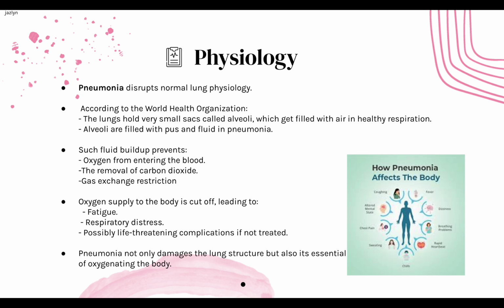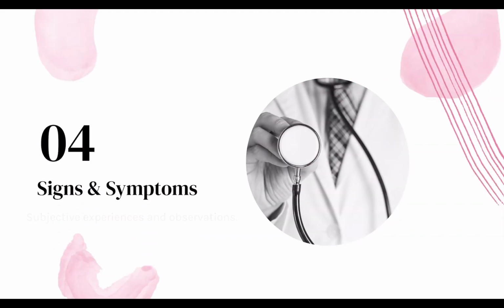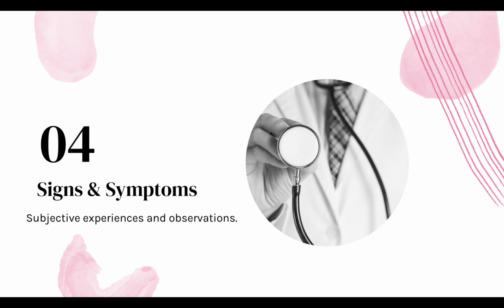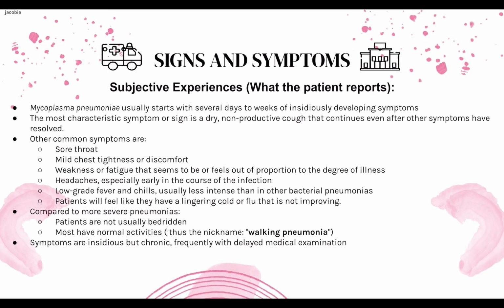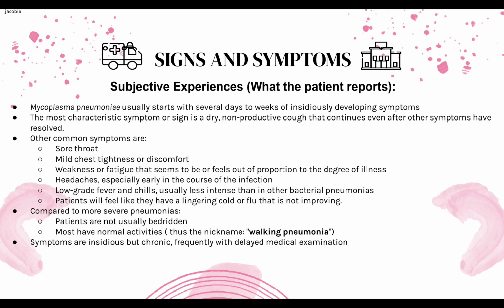With a better understanding of how pneumonia affects the body on a physiological level, we can now examine the signs and symptoms that are typically present in infected individuals. Pneumonia typically causes a gradual onset of symptoms that can last from several days to weeks. The most prominent symptom is a persistent dry, non-productive cough, which often sticks around even after the symptoms begin to improve. Many people also experience a sore throat early on, along with mild chest tightness or discomfort. They may feel fatigued or weak, often more than expected from the severity of the illness.